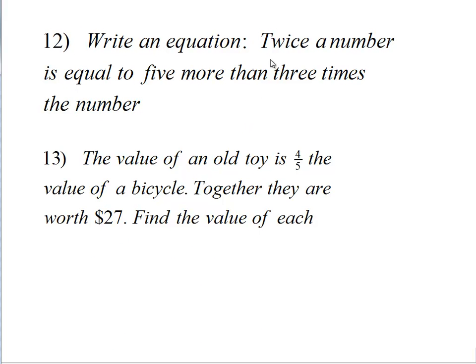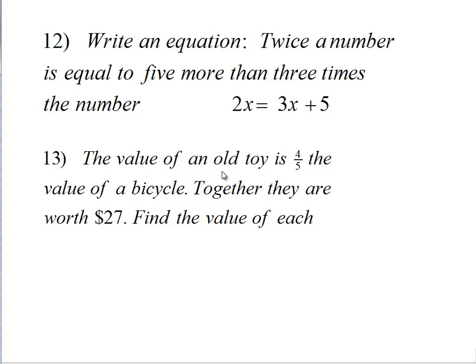Okay, number 12, write an equation. Twice a number, that's from your 2x, is equal to, equals 5 more than. Normally when it says more than, I have plus, in this case, 5 at the end, 3 times the number, so it's 3x. You could change that around and make it 5 plus 3x.